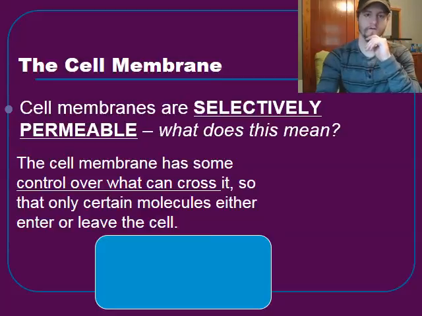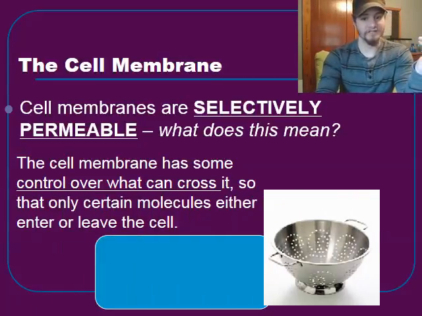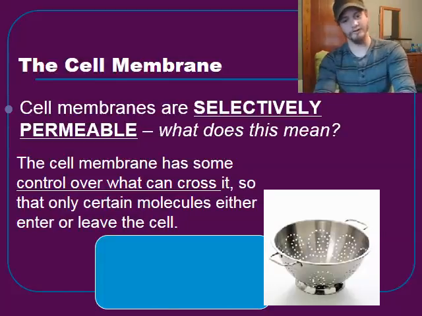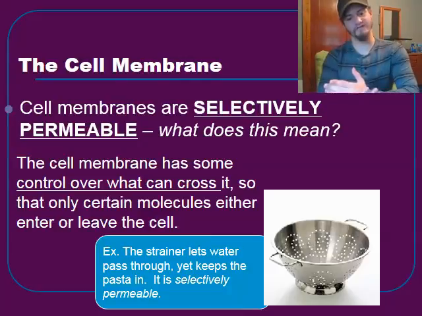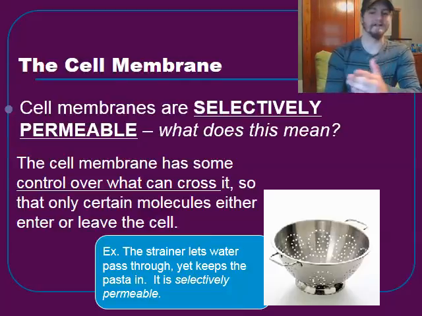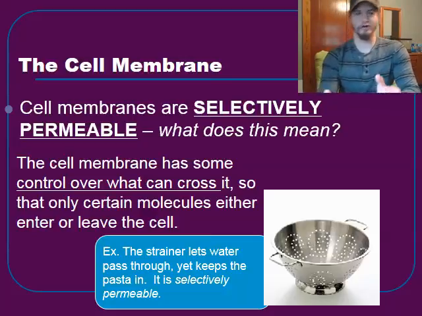If you've ever made things like macaroni and cheese or pasta, you might use a strainer or colander. Very similar to a colander or a strainer that lets water pass through but keeps the pasta in, it's selectively permeable. So much like the cell membrane, it determines what comes in and what goes out. It lets certain things through, but not others.